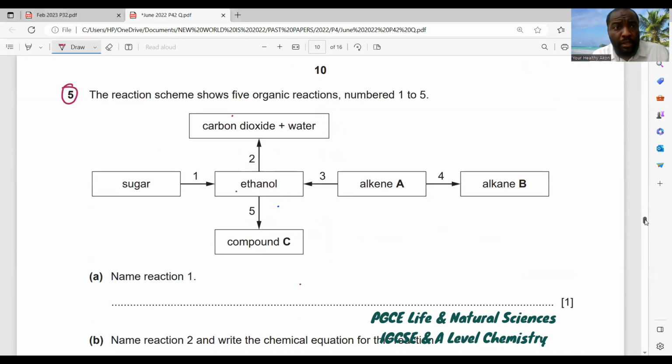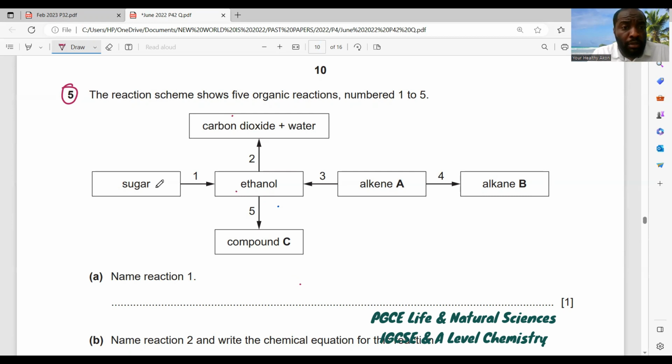So question 5 reads: the reaction scheme shows 5 organic reactions numbered 1 to 5. Now this reaction scheme, you can also call it a synthetic route. Looking at this, it looks like a basic synthetic route. In the AS and A2, you'll find complicated synthetic route questions. But whenever you have this kind of question in front of you, try and pre-answer them. Just write short notes on them. Just write what you know about this reaction.